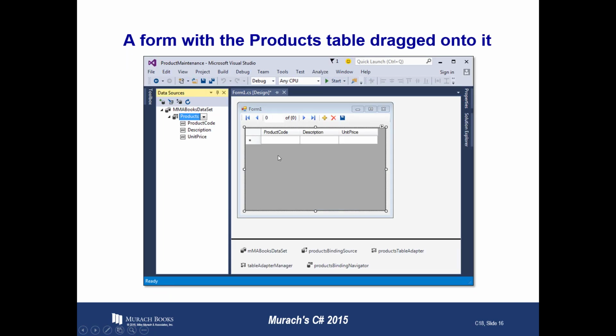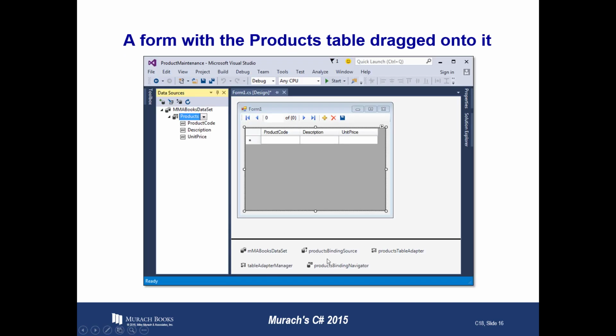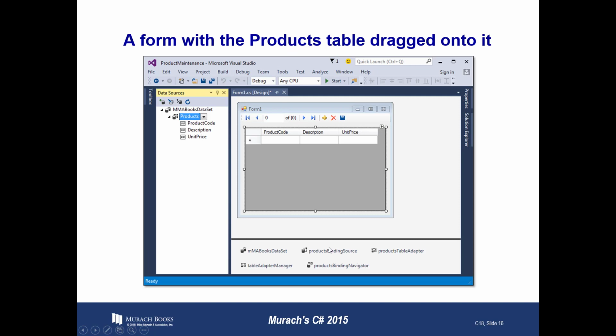Alright, so we'll come through here and we will add these, and you'll notice here what this looks like. Okay, so it says the controls and objects that are needed when you drag a data source onto a form. And the stuff that's in here is the stuff that's down there. Again, these are the invisible controls. 1, 2, 3, 4, 5, 6. 1, 2, 3, 4, 5. I don't know which one's missing. Probably the DataGridView control, because that's this.